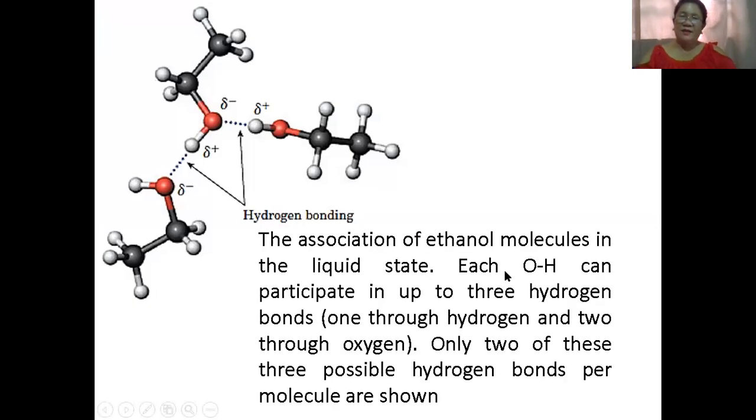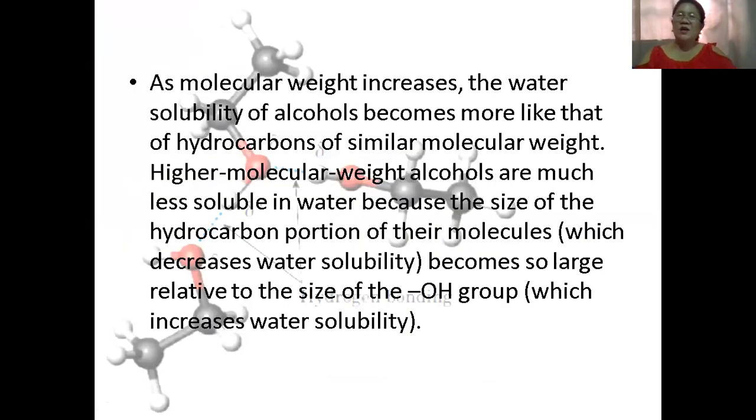Okay, that one there. In the association of ethanol molecules in the liquid state, the OH can participate in three hydrogen bonds. So one through hydrogen and two through oxygen. Now, only two of these three possible hydrogen bonds per molecule can be seen here. So three hydrogen bonds in ethanol. Okay. So as molecular weight increases, the water solubility of alcohols becomes more like that of hydrocarbons.